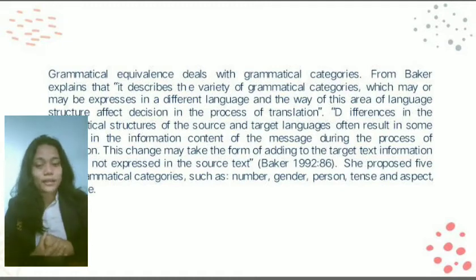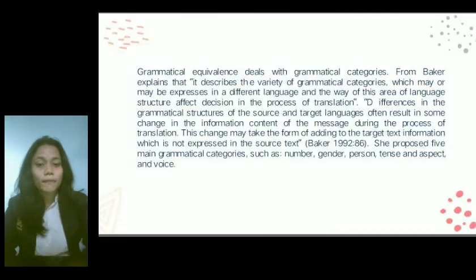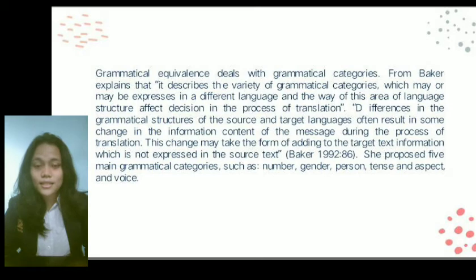Our topic this morning is about grammatical equivalence. I am Rina Kristianis Tepu, speaker 1. Grammatical equivalence deals with grammatical categories.